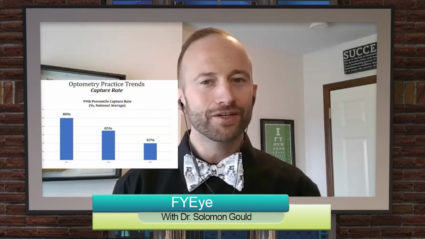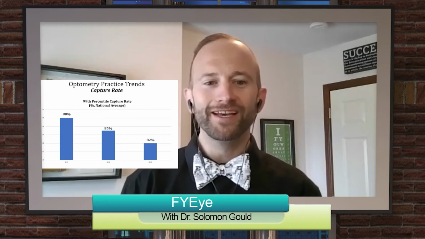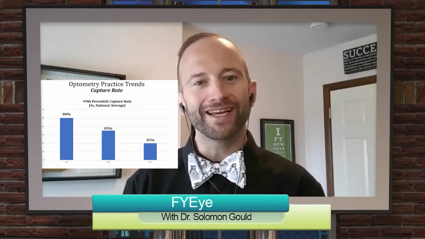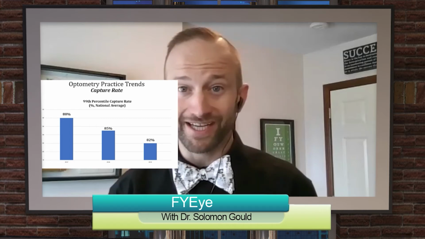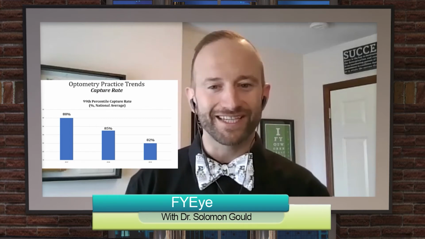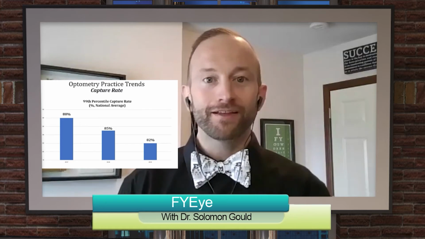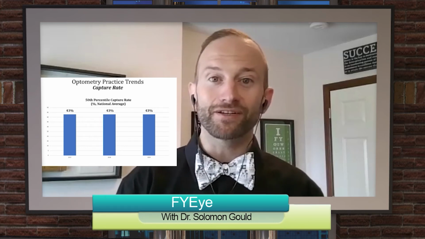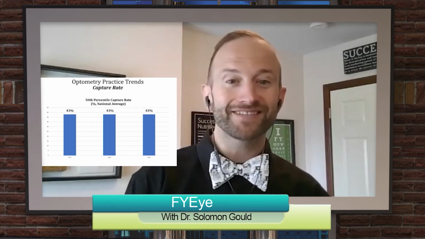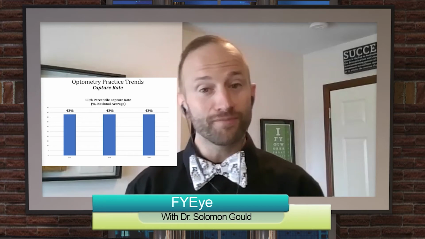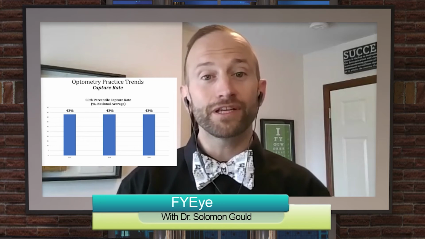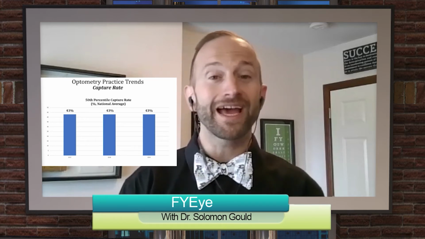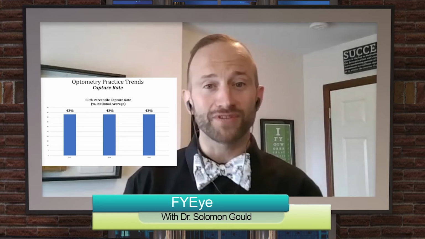So now, once again, let's compare that upper 99th percentile of practices to the 50th percentile of practices. In the year 2017, the capture rate in the upper 99th percentile was at 88%. That then decreased down to 85% in the year 2018, and then 82% in the year 2019. Let's now compare that to the 50th percentile. Well, in the 50th percentile of practices, that figure remained consistently from 2017 to 2019 at around 43%. Remember, that figure is also around half the capture rate of that upper 99th percentile of practices.